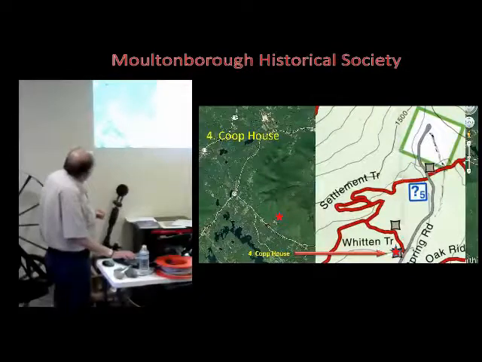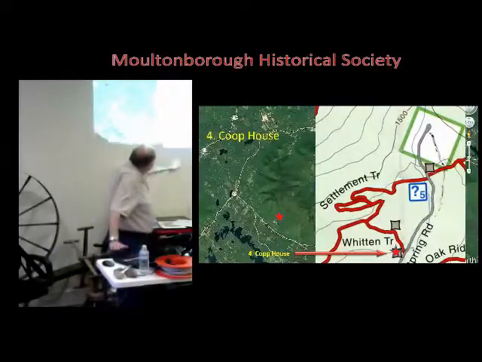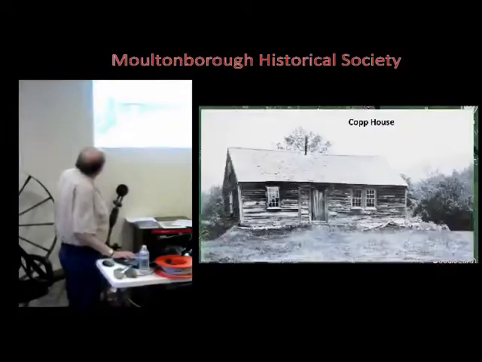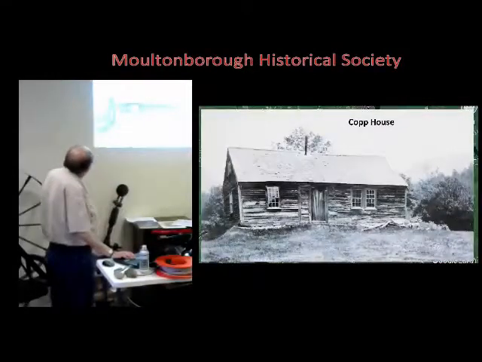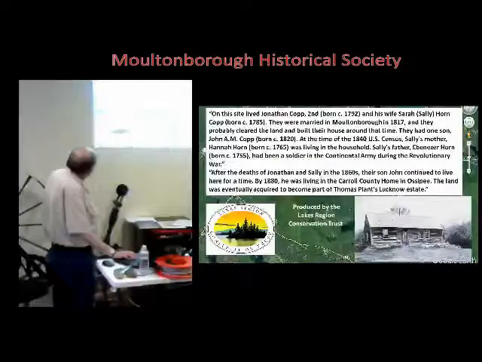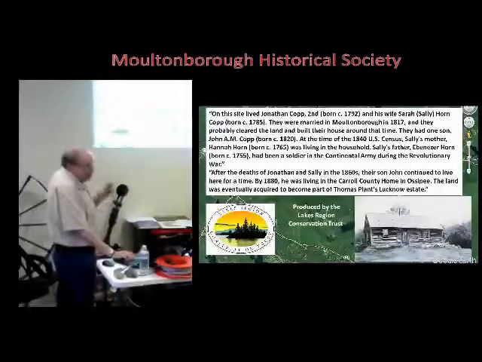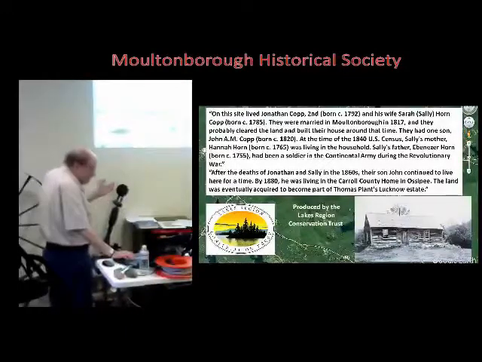Next, we're going to go to Copp House, which is just down the hill from the Whittens. And that's the Copp House. A little bigger house, nice size. And here's a brief history of the Copp family, which I won't go into tonight, but I'll be posting the PowerPoint. This was taken from the sign by the cellar hole by the Lakes Region Conservation Trust. And they've been doing a good job marking these cellar holes and taking care of them.